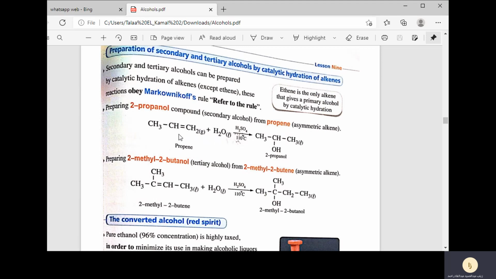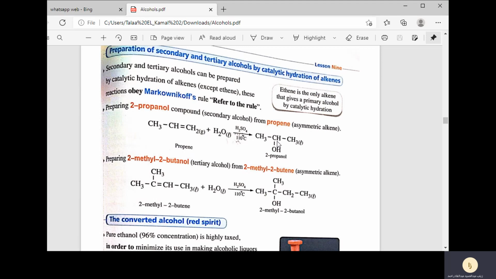طيب ال H الاولى بتاعت الووتر تخش على فين؟ على CH2 ولا على CH؟ هتخش على CH2 زي ما اتفقنا. Carbon rich in H takes more H يبقى هو هتديني CH3, and the remainder of water which is OH will be attached to the other carbon.